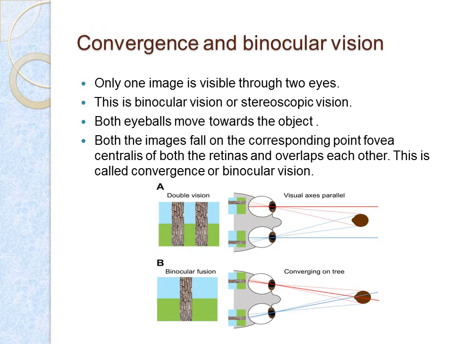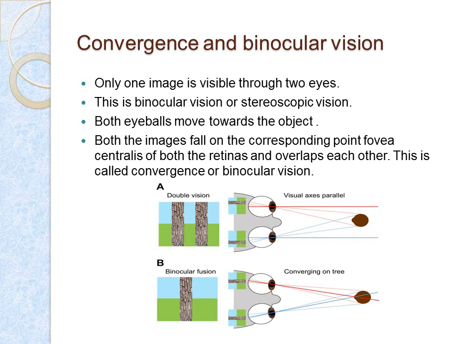In this slide, we will be discussing convergence and binocular vision. We all know that we have two eyes, but only one image is seen. Let us see in the diagram. We have two eyes. If we were focusing two objects on the fovea centralis, what will happen? We will have double vision. We will see two objects.